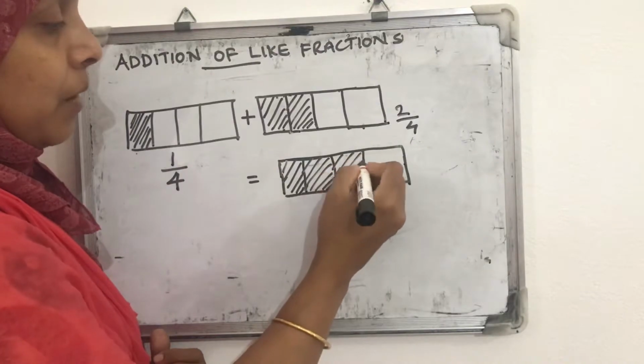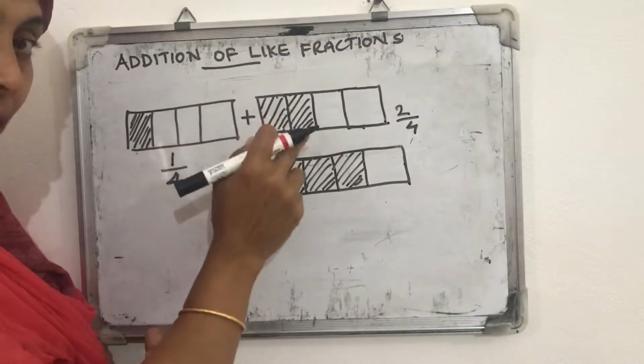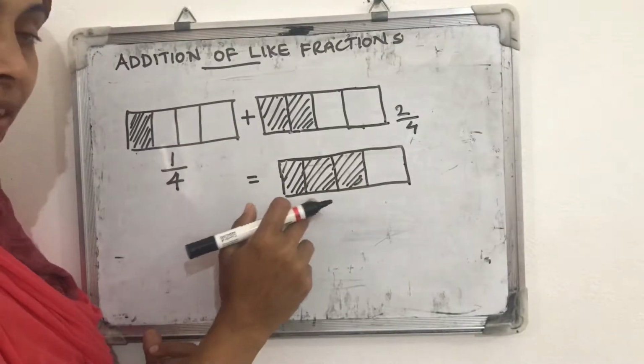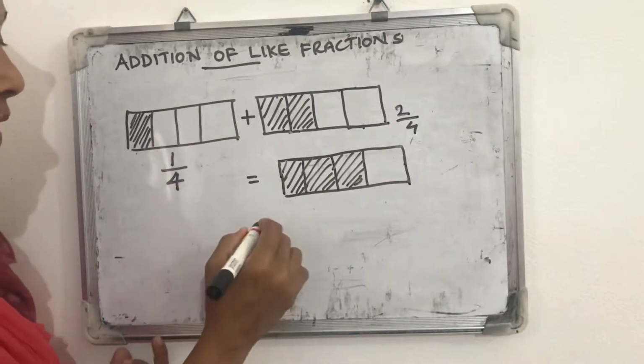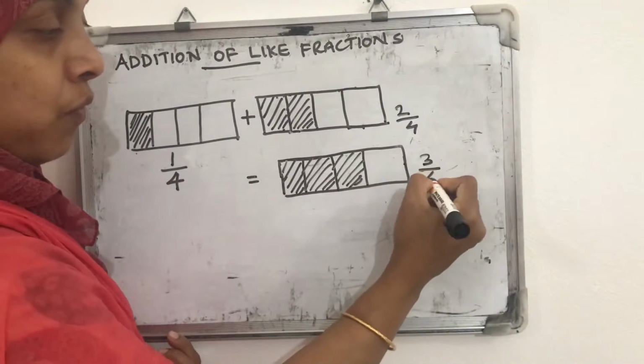Okay, 3 shaded parts. Here 1 part, here 2 parts. So in total, when we add, we will get 3 parts shaded. So what is the fraction of this shaded part? It will be 3 by 4.